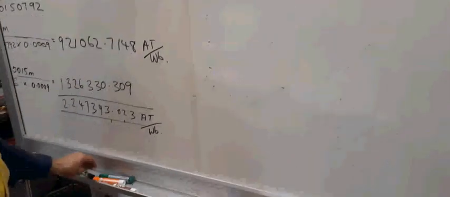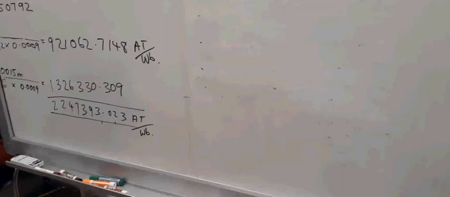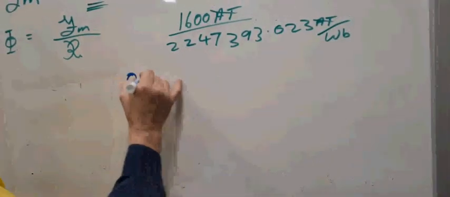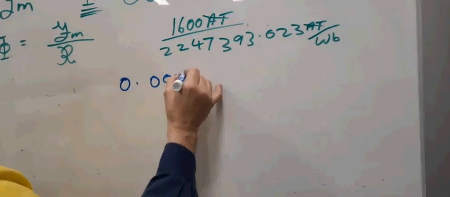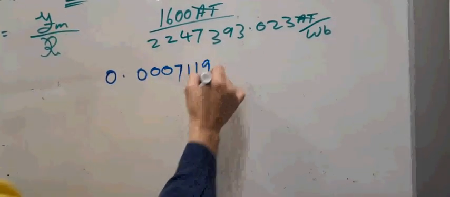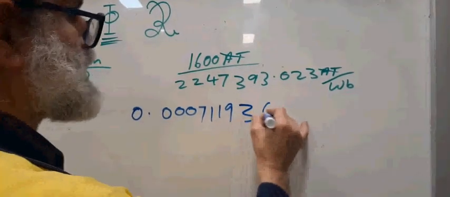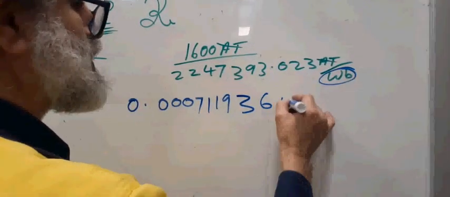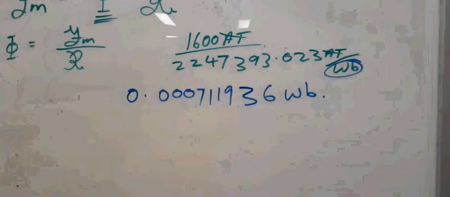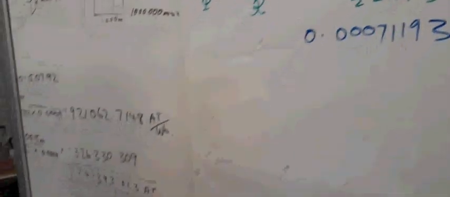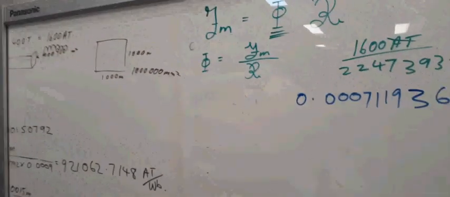So I'll use a different colour. Why don't we go for blue? And the answer is 0.000719 36. Webers was the only thing left. Webers, yay. So finally, the last part of the question asks us to calculate the flux density.